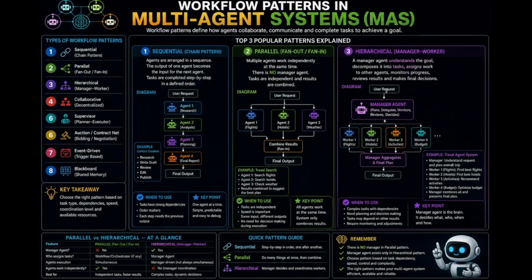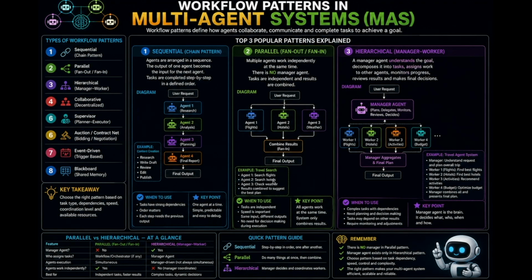For example, the user sends a request, it goes first to a manager agent. The manager agent will analyze the entire problem statement, it will do planning and it will decide to which agent this particular task should be given, and it also monitors what is happening in each agent, reviews the result and finally it will take the decision.